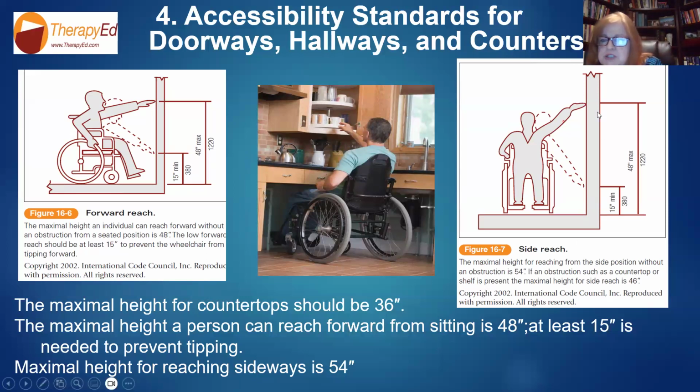This is an obstruction. If there's no obstruction, they're doing a counter here. Well, that says 46. They're not actually consistent in this picture. But the side is 54 if there's no obstruction, if it's just reaching up for a light switch. But there is a countertop, which is what this guy is going for. It says 48 here, but in this it says 46, which doesn't make sense.